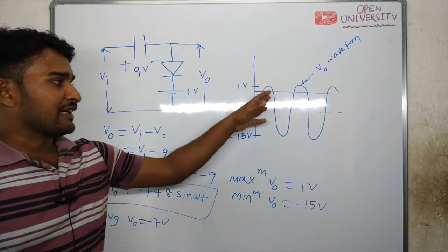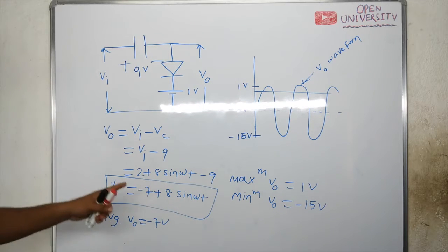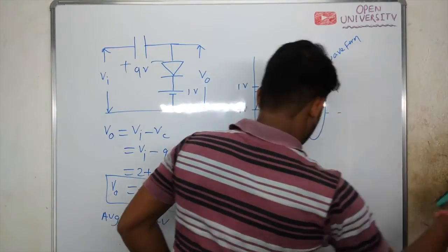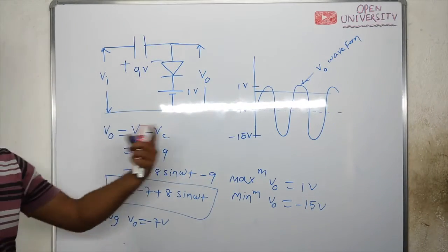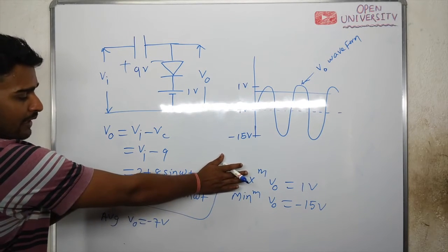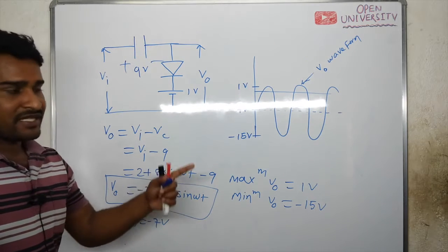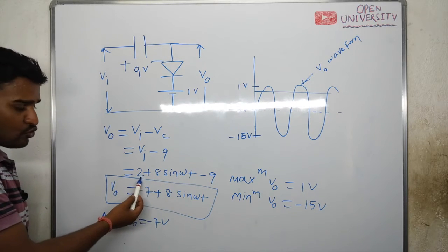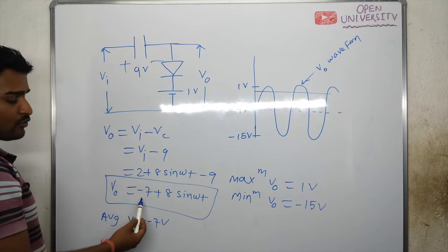And here also the clamper is not changing the shape of the input signal. If you want to plot the input signal, what is your input signal? 2 plus 8 sin omega t. The input signal is also a sinusoidal signal like this. What is the DC component? 2. The input signal has DC value 2. And what is the output waveform DC value? Minus 7. So the clamper is not changing the shape of the signal, it is only changing the DC value. Earlier the DC value of the input signal was 2, and when you pass it through a clamper circuit, it changes its DC value to minus 7 volt.